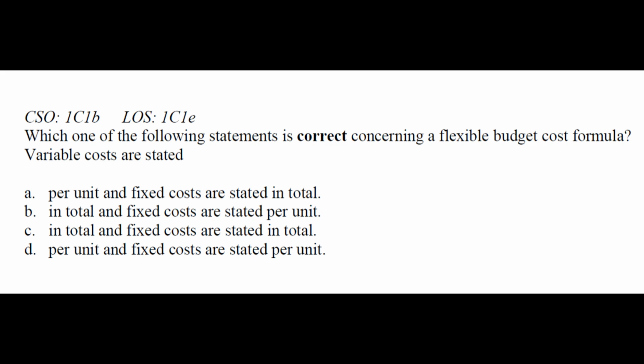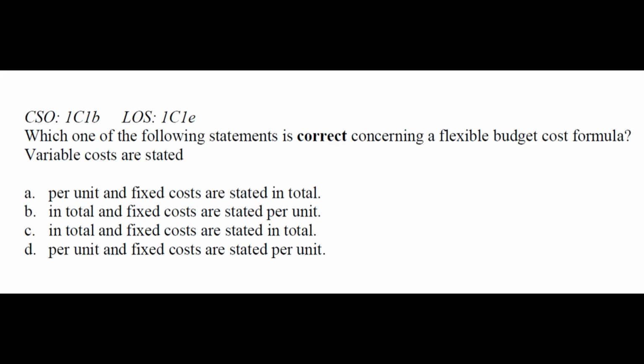B. In total and fixed costs are stated per unit. Incorrect. Variable costs should not be stated only in total, and fixed costs are not normally expressed per unit because the fixed cost per unit changes as activity changes. C. In total and fixed costs are stated in total. Incorrect. While fixed costs are stated in total, variable costs must be expressed per unit to allow the budget to adjust for different activity levels.